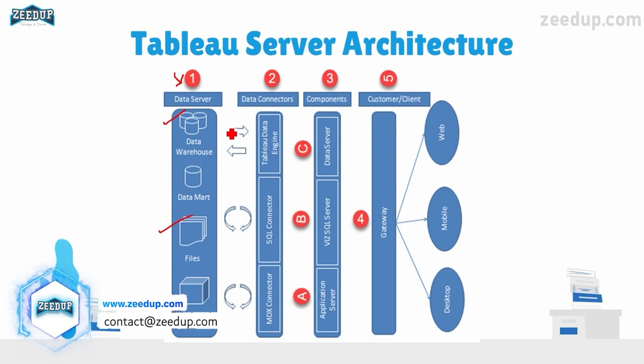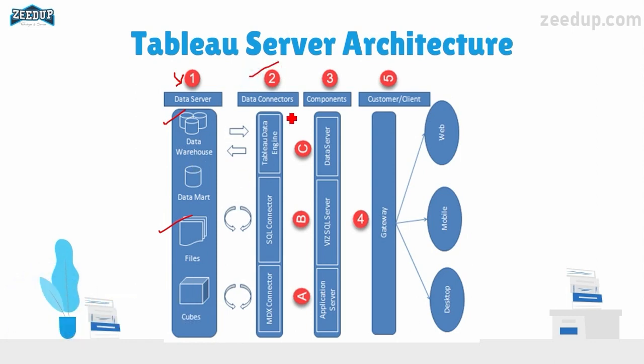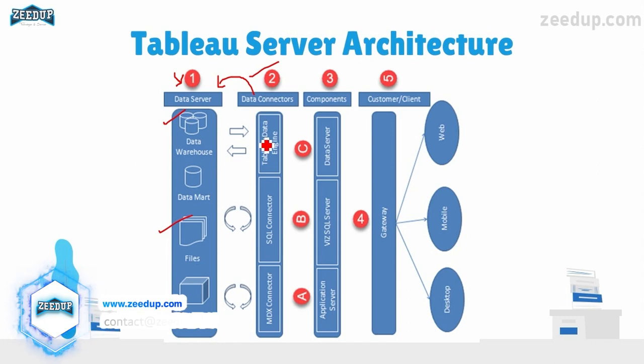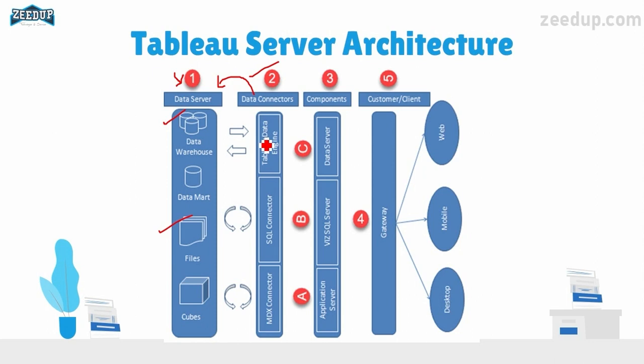Next, we have data connectors. This is the second layer. Data connectors actually provide an interface so that the external data sources that are available can connect with Tableau. Tableau has built-in connectors, that is the ODBC and the SQL connector. ODBC can connect to any database without using its native connector. And we have an option to select either a live connection or an extracted connection.